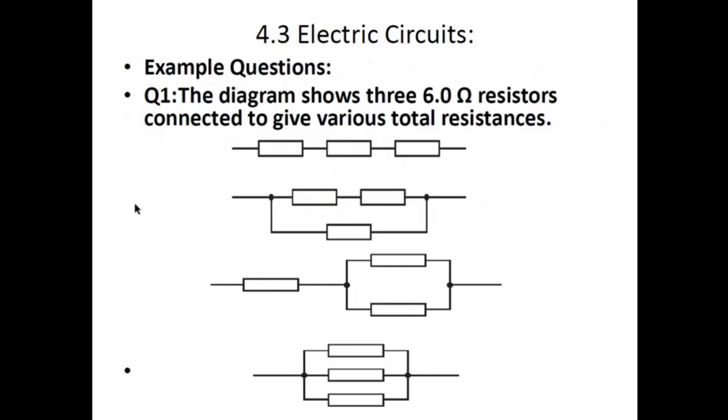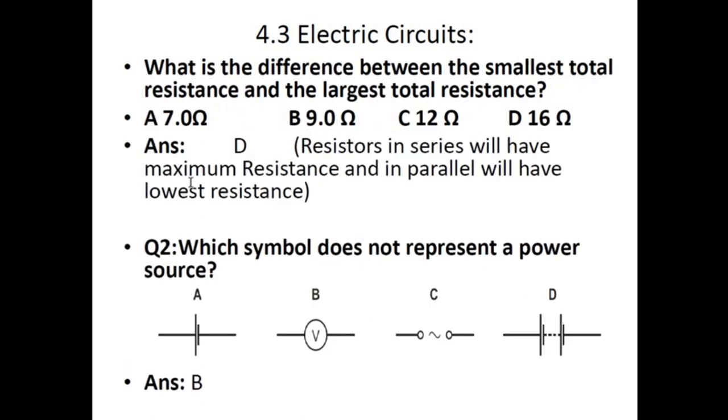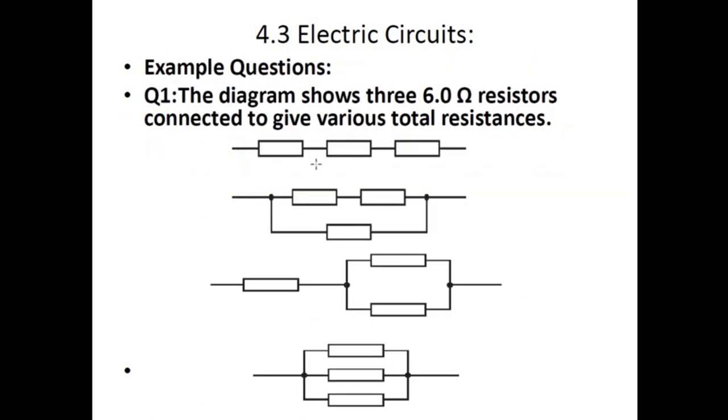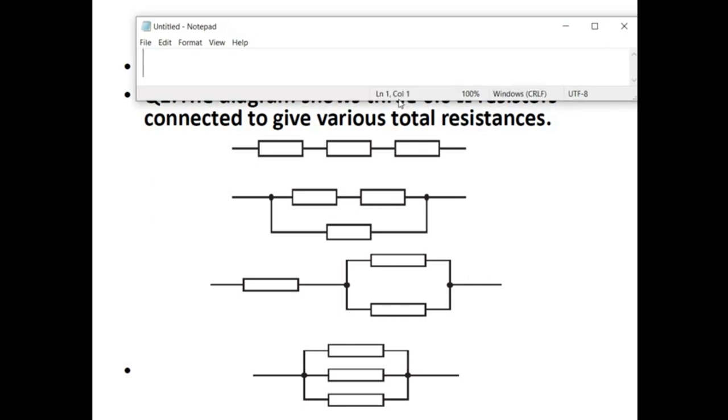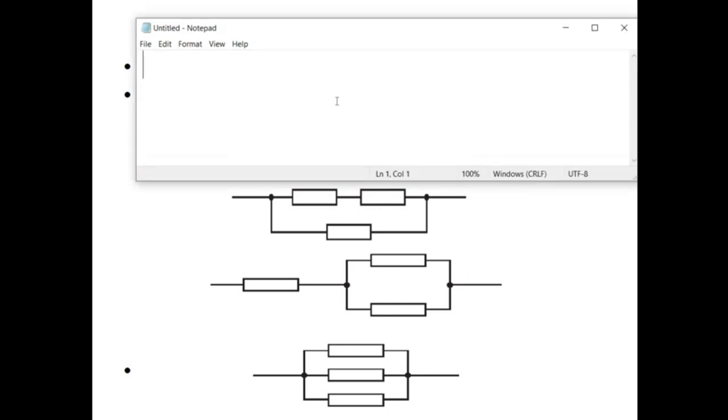Example questions. The diagram shows three 6 ohm resistors connected to give various total resistances. What is the difference between the smallest and the largest total resistance? Now, when they are connected in series, this would give the largest total resistance, and when all of them are connected in parallel, this would give the smallest possible resistance. Now let's calculate the difference between them.